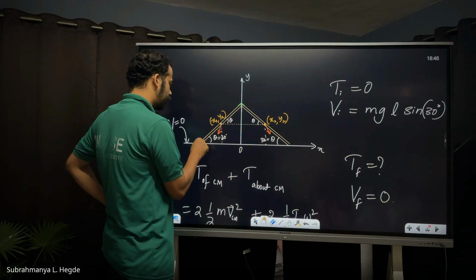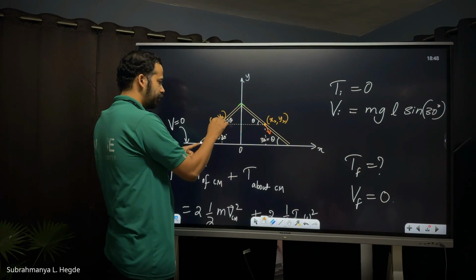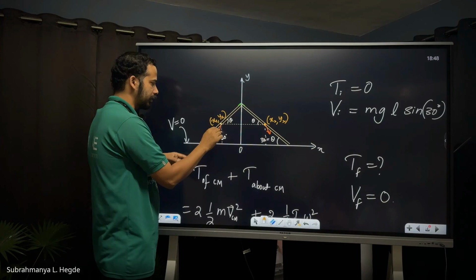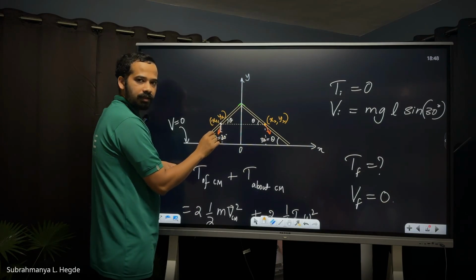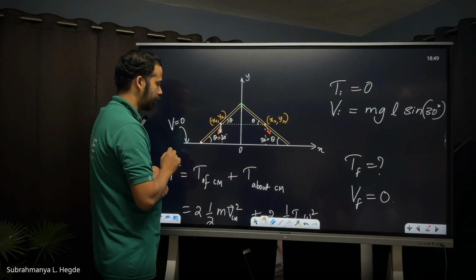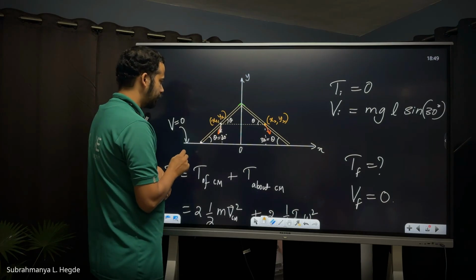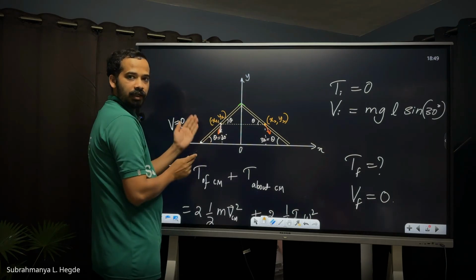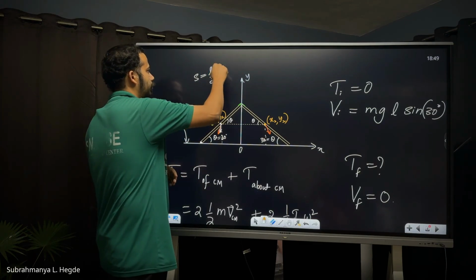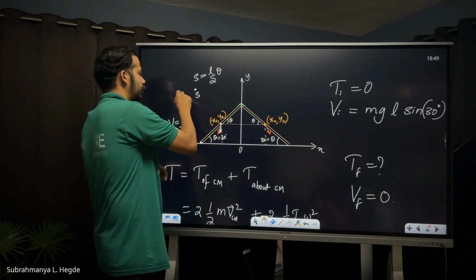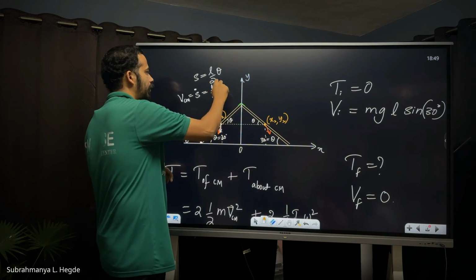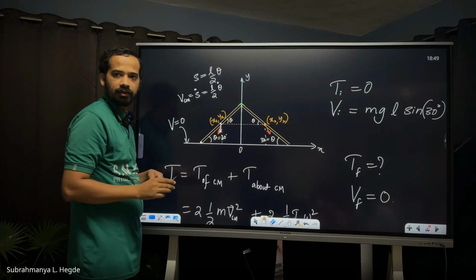If you take this, it is a bit rotated actually, am I right? Instantaneously. Fine. If you apply your S equal to R theta formula, then L by 2 will come, am I right? L by 2 theta actually. S is equal to L by 2 theta. S dot, that is my VCM, is equal to L by 2 theta dot actually.